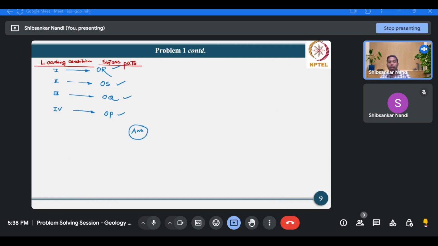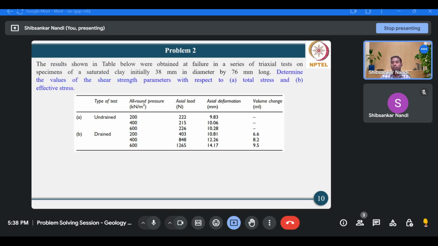Now we'll try our next problem. In this problem, the results shown in the table below were obtained at failure in a series of triaxial tests on specimens of a saturated clay, initially 38 mm in diameter by 76 mm long. Now determine the values of the shear strength parameters with respect to total stress and effective stresses. So that means you have to determine the undrained shear strength parameters and the drained shear strength parameters.